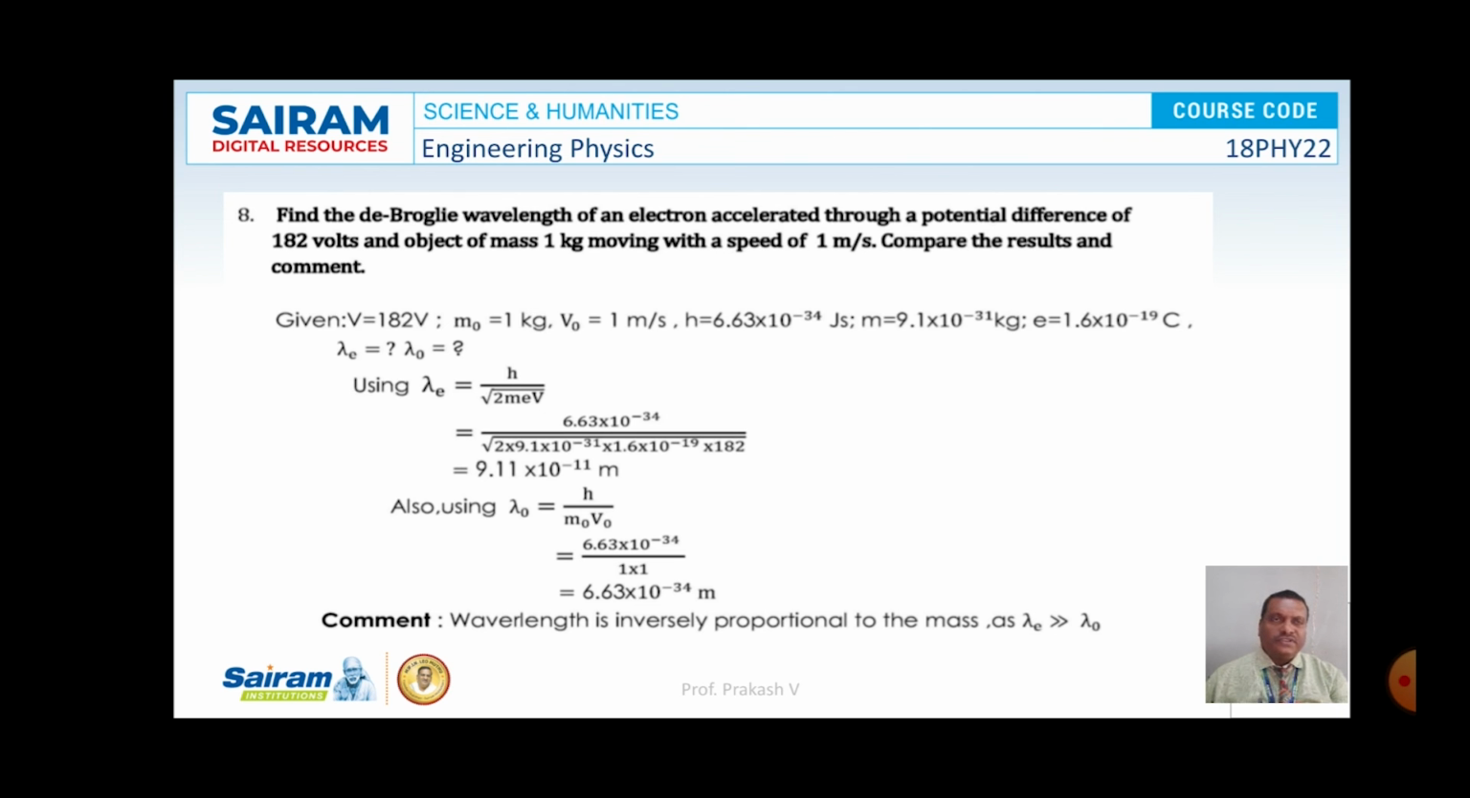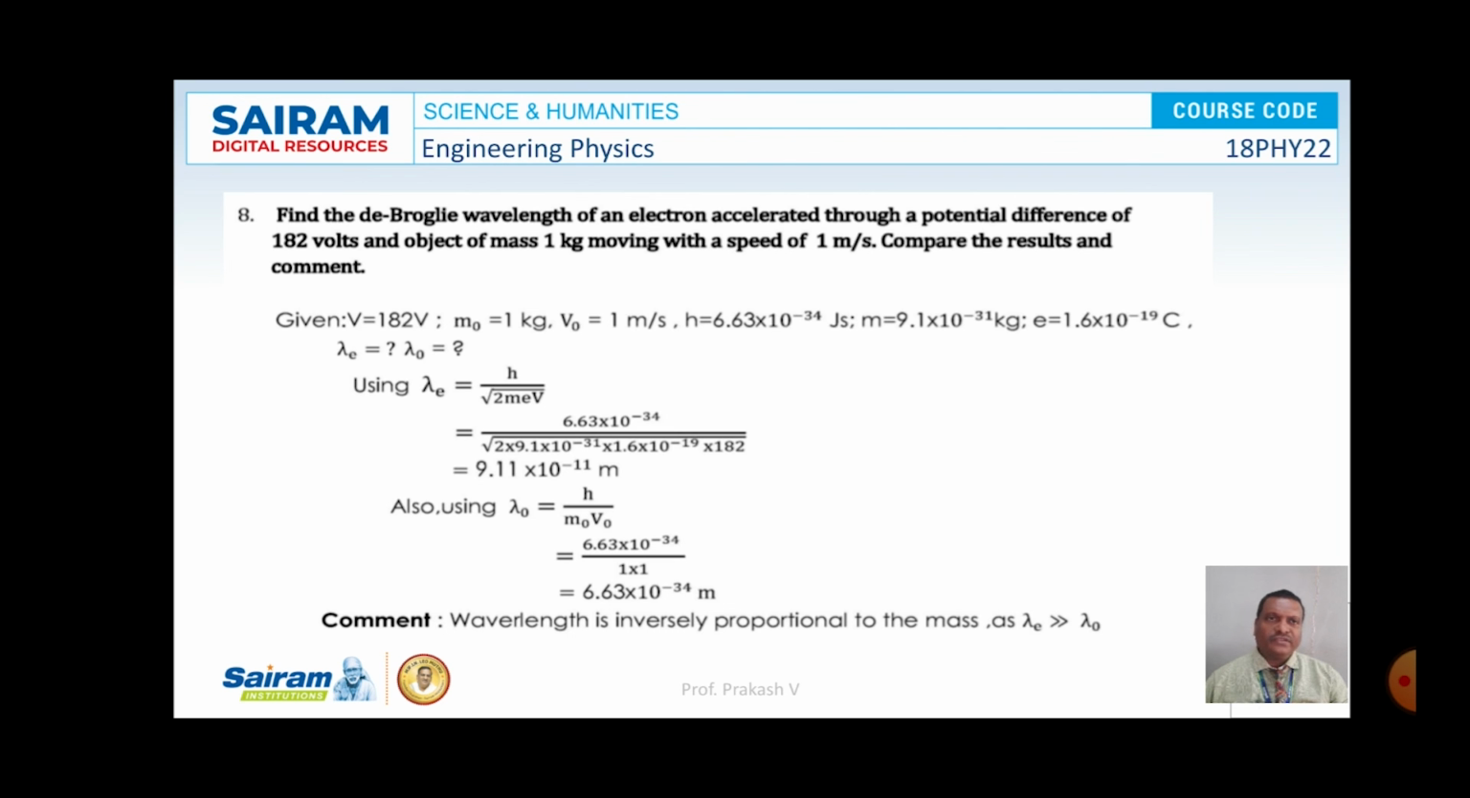The voltage with which the electron is accelerated is 182 volts, and the mass of the object moving with speed 1 meter per second is 1 kg. h is 6.63 into 10 to the power minus 34 joule second, the mass of the electron is 9.1 into 10 to the power minus 31 kg, and the charge on the electron is 1.6 into 10 to the power minus 19 coulomb. Here we have to calculate the wavelength associated with the electron, that is lambda E, which is equal to h by square root of 2 meV. So substitute the value of h, m, e and V here.